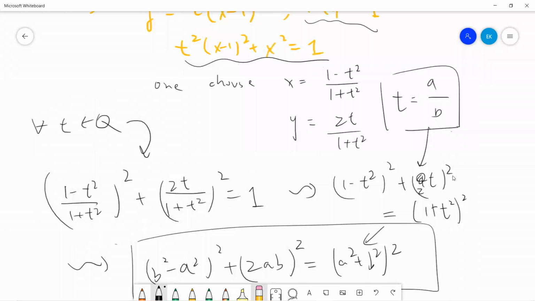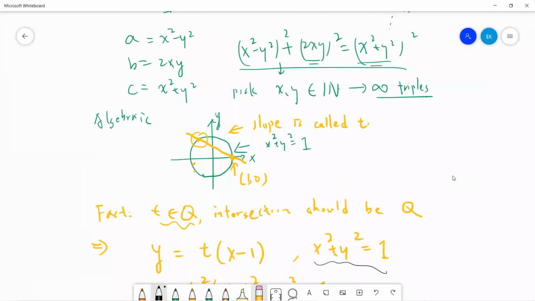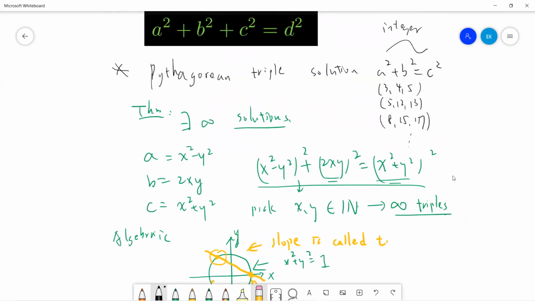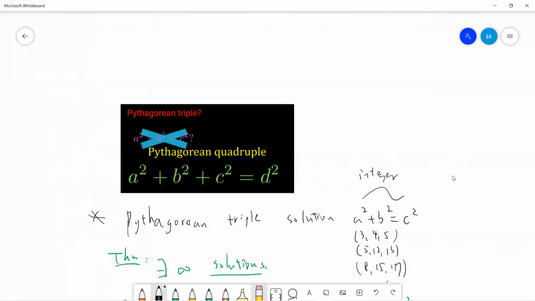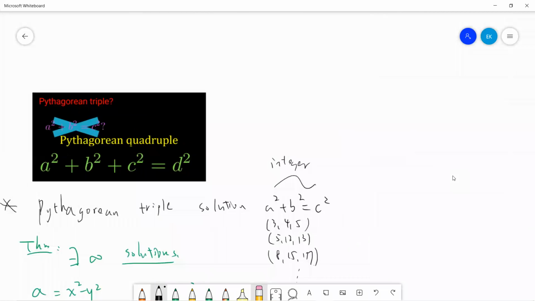Yeah, so this is the theorem and the derivation of how people prove that there are infinitely many Pythagorean triples. But the Pythagorean triple is not our goal. Our goal is the Pythagorean quadruple. So let's talk about the Pythagorean quadruple.